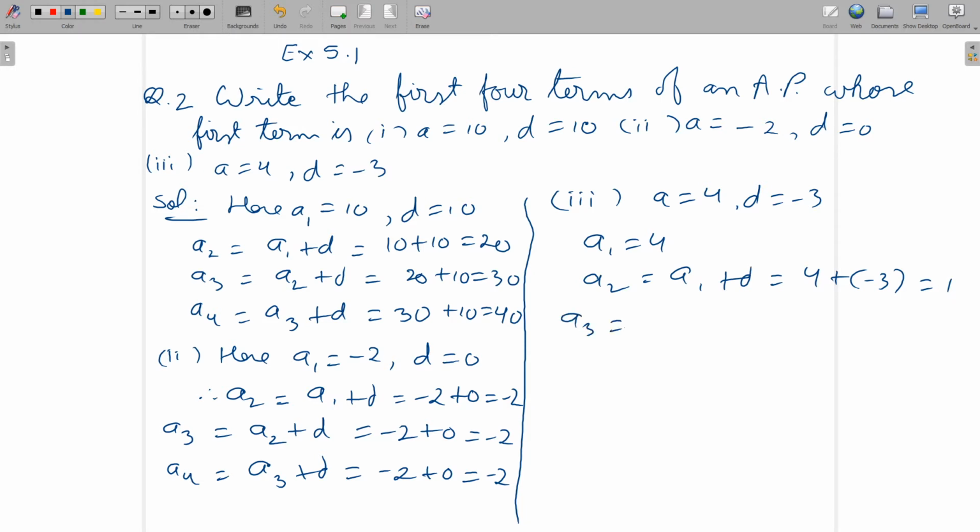A3, what is A3? A3 is A2 plus D. What is the value of A2? A2 is 1. So 1 plus D, where D is minus 3. So 1 plus minus 3 is equal to minus 2. Similarly, A4 equals A3 plus D. What is A3? Minus 2. Minus 2 plus D is minus 3, so minus 2 plus minus 3 will give you minus 5. So these are the first four terms. Similarly, you will do the remaining parts of question number 2. It's a very simple one.